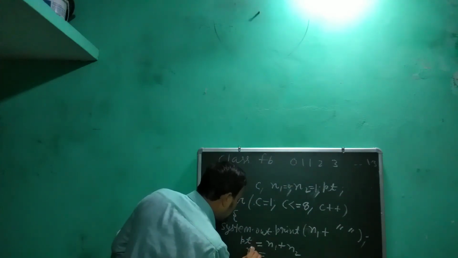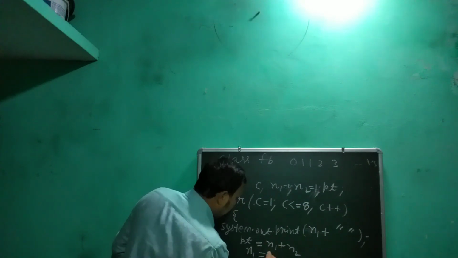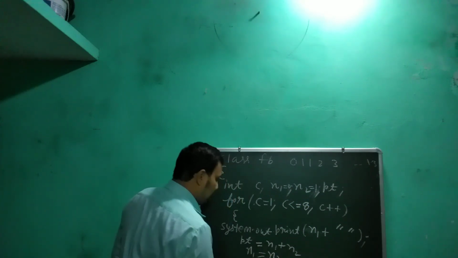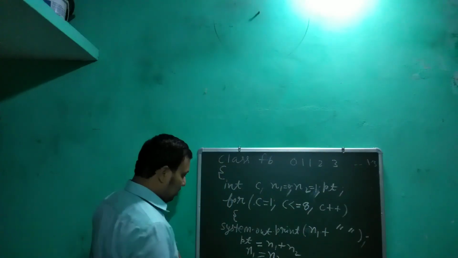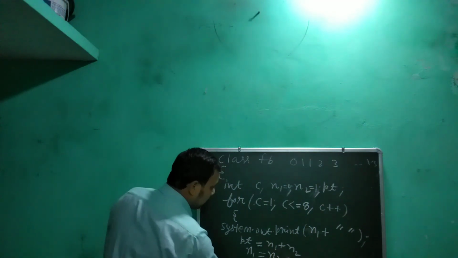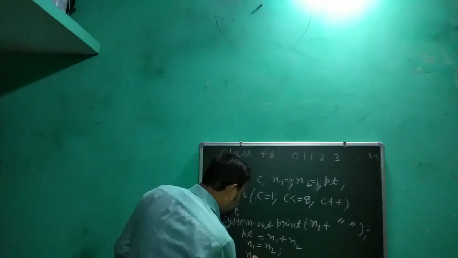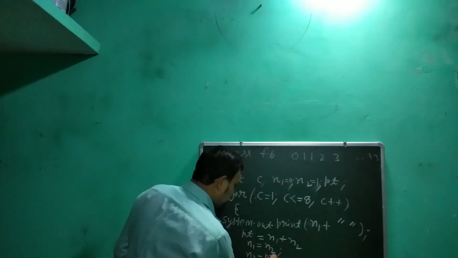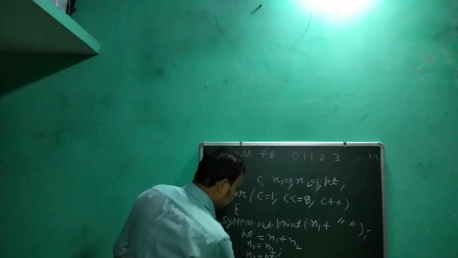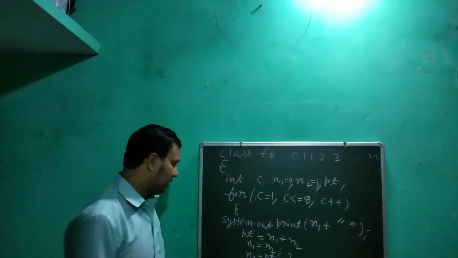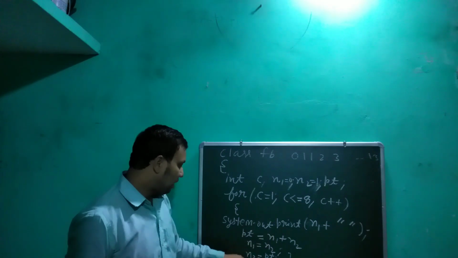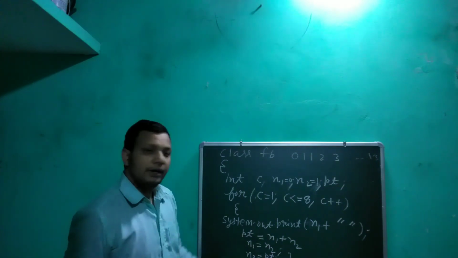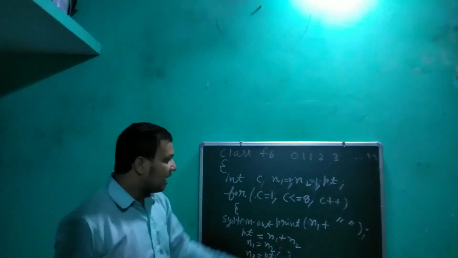Now N1: N2 will be stored in N1. In this way we will do it. In N2, what will we store? We will store the value of the previous total. The previous total will be stored in N2. Now let's execute it.